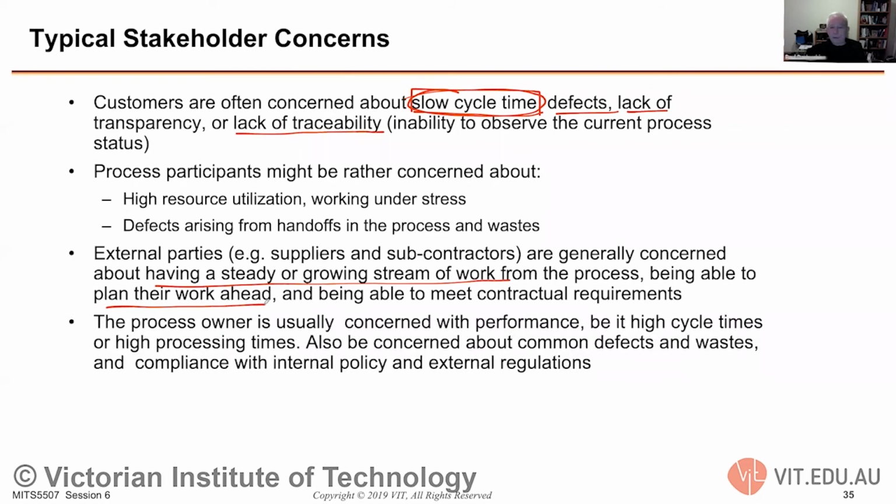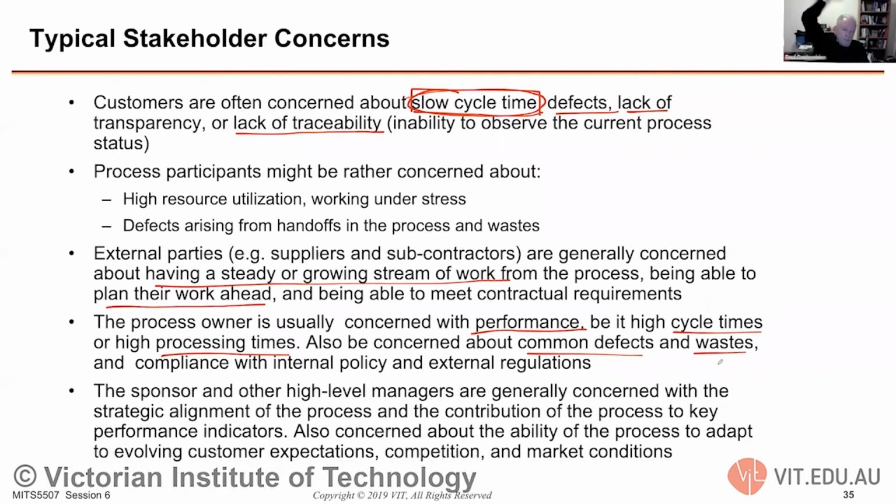The process owner is normally concerned with the performance of the process. Now, whether the performance takes into account the cycle times or processing times, they may even be concerned about defects and wastage as well. So the process owner has a different perspective. And of course, the sponsor, the high-level managers or executives from the industry where the process is actually working, they're concerned with the strategic alignment of the process and the contribution of the process to key performance indicators. That's what their main concern is. So you can see all these different stakeholders will have a different perspective on it, and they have different concerns.